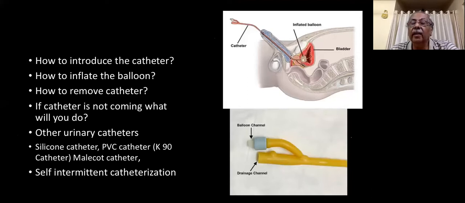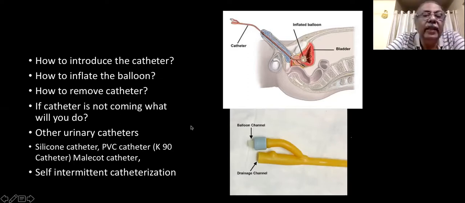Regarding inflating the balloon, how much fluid will you use? Usually it is written on the catheter how much fluid has to be used. It is not 5 ml, 10 ml or 15 ml. What is given on that particular catheter will be the amount of fluid that should be used.